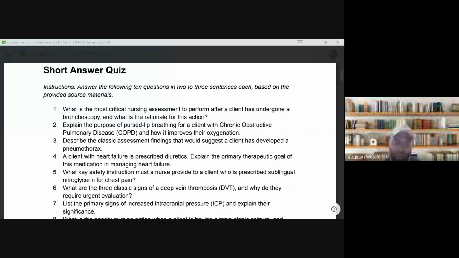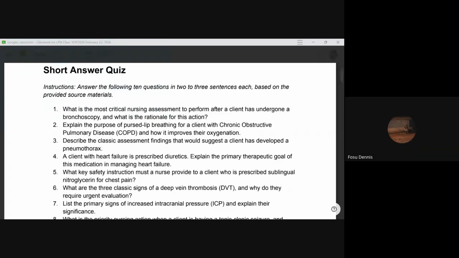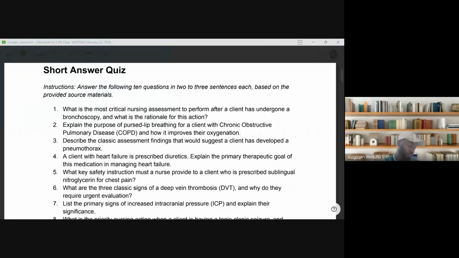And why does it require urgent evaluation? I think if left unchecked, it can cut blood supply to the affected limb, and to prevent the dislodgement of the clots into the pulmonary system, which can cause pulmonary embolism and others. Correct. You guys are correct. That's great. So these are all reasons it requires urgent evaluation.